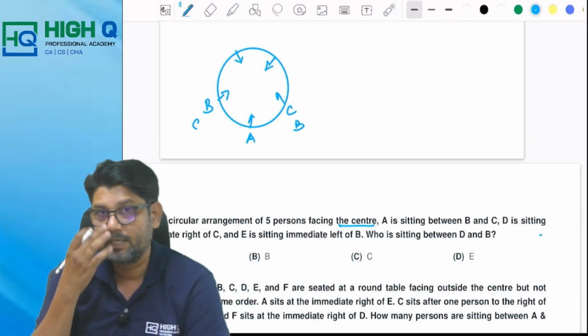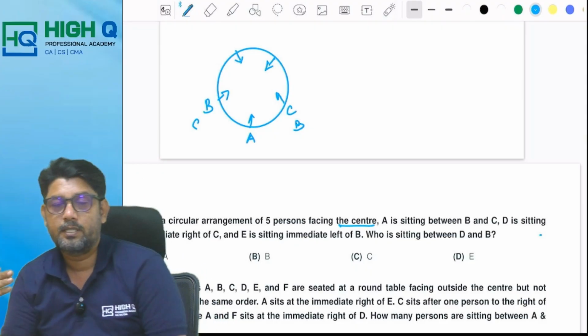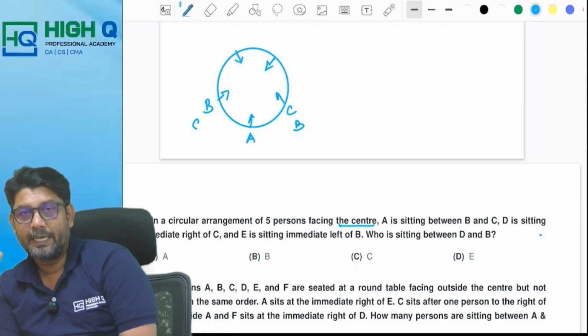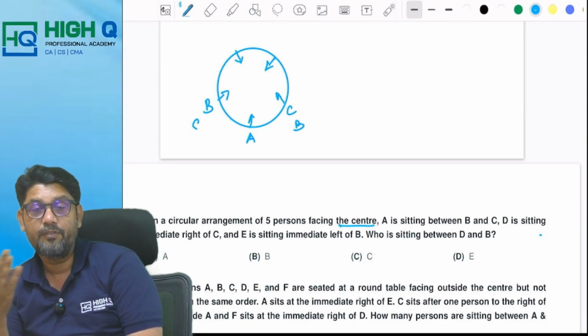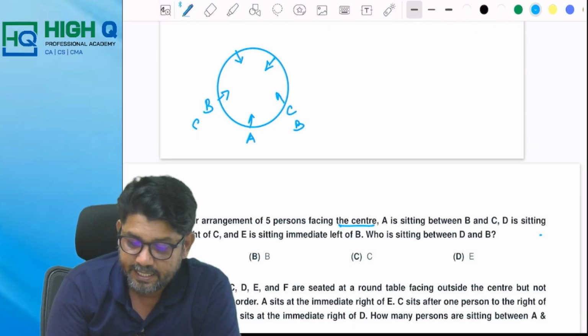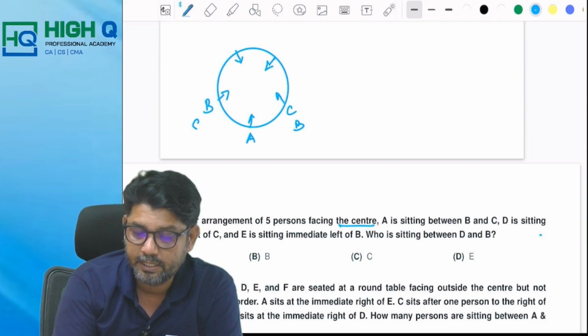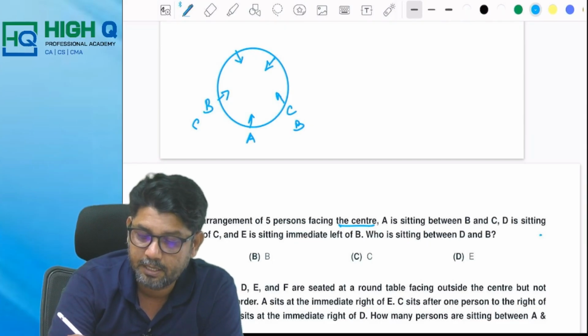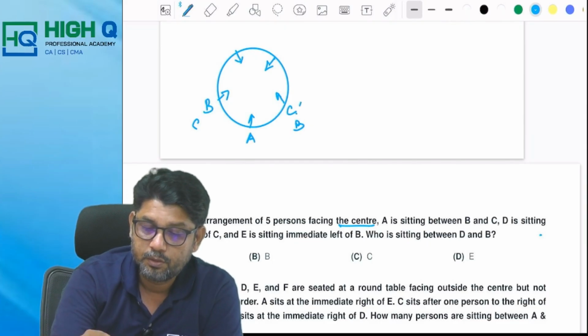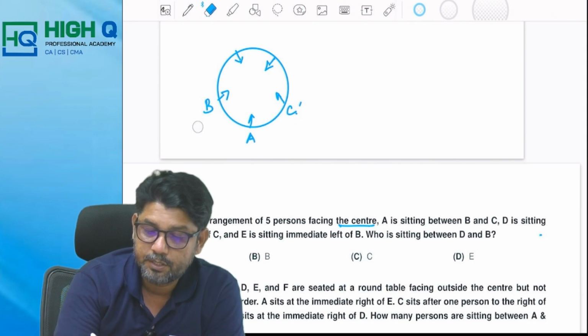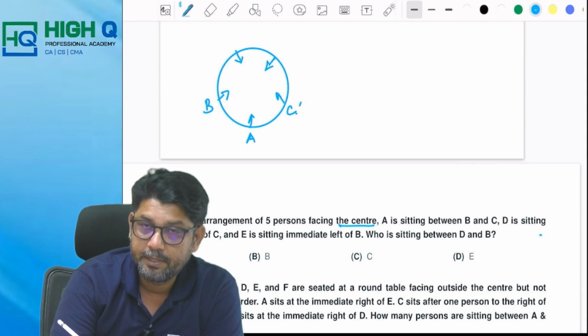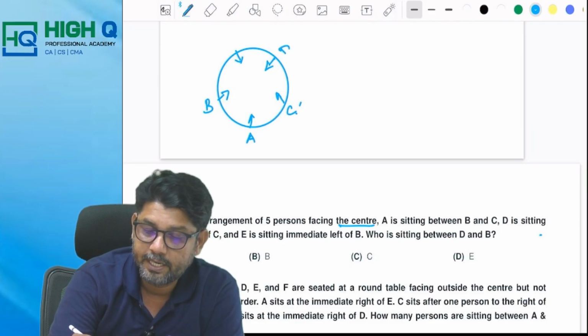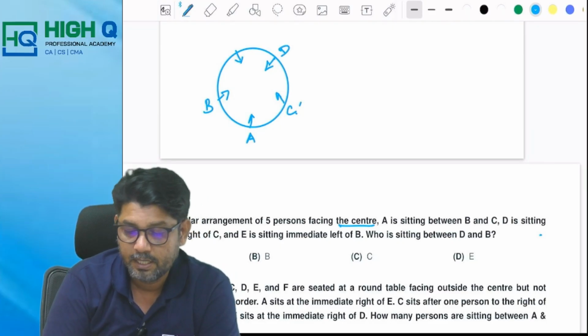Both are right only. Anything is possible, but the clues or hints will come in the other conditions. Accordingly, we have to change it. Next, D is sitting immediate right of C. For example, let me take the first one. Now, D is immediate right of C, so I can have D here, immediate right of C.